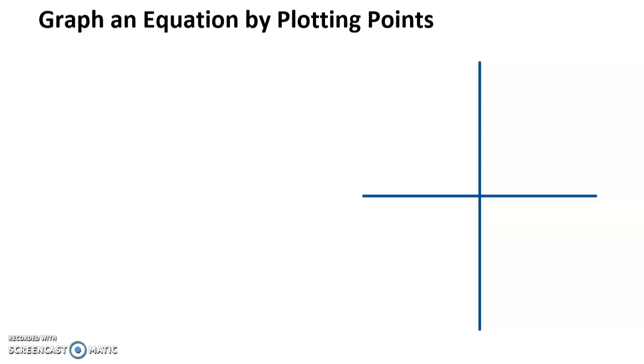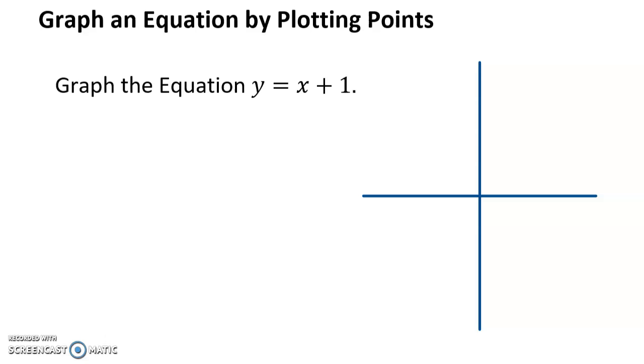In this video, I will talk about how to graph an equation by plotting points. When we graph an equation, we don't know exactly what the shape of the graph is. A very common way is to find a lot of points on the graph and put them on a coordinate plane, and hopefully we can find a pattern of the graph. This way is called graphing an equation by plotting points.